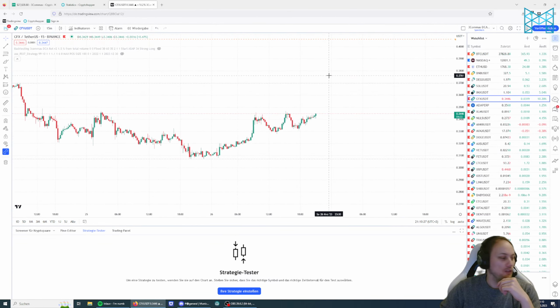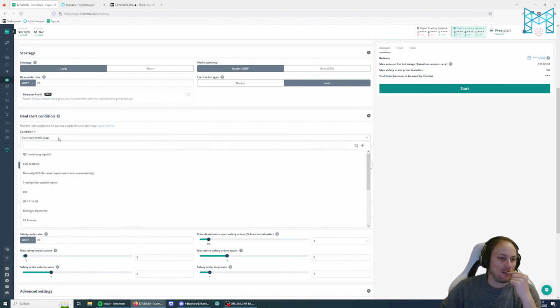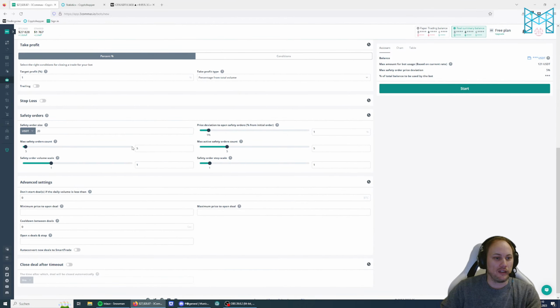There's a base order, which is the order you start with. Let's say $30 is the first order, and this order will be triggered by a deal start condition. A deal start condition means, okay, when do I jump into a trade? There are different functions. You can open your trade as soon as possible. This means it will directly start the first base order, for example $20, and then it buys directly based on the settings you have set up.